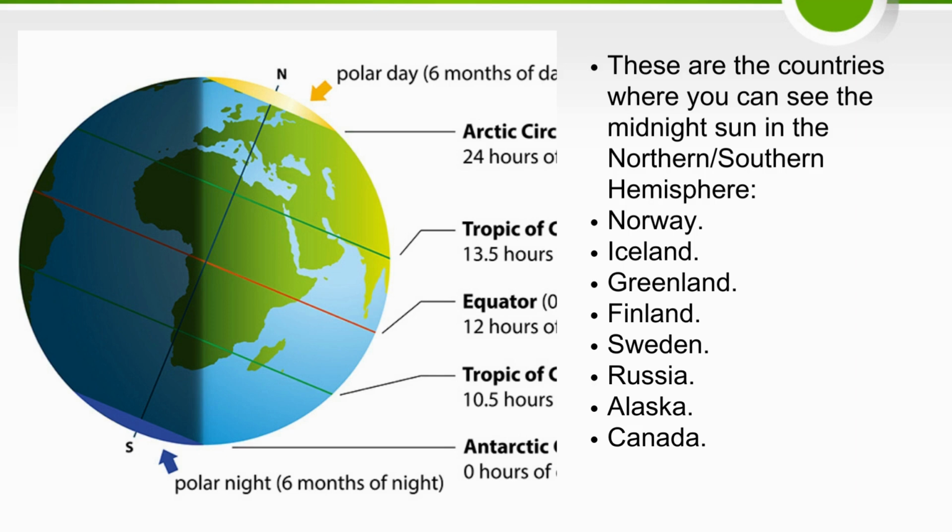These are the countries where we can see the midnight sun in the northern or southern hemisphere. And these countries are Norway, Iceland, Greenland, Finland, Sweden, Russia, Alaska, and Canada. All these countries experience polar day and polar night.